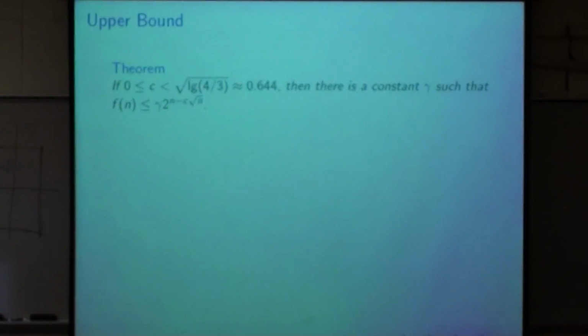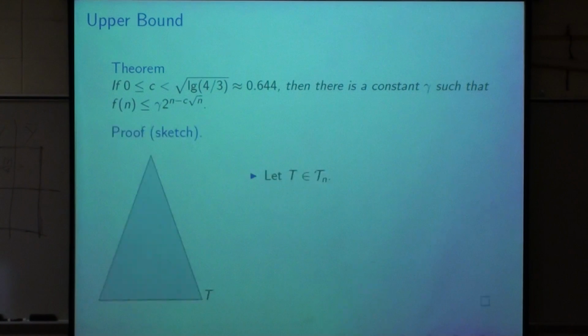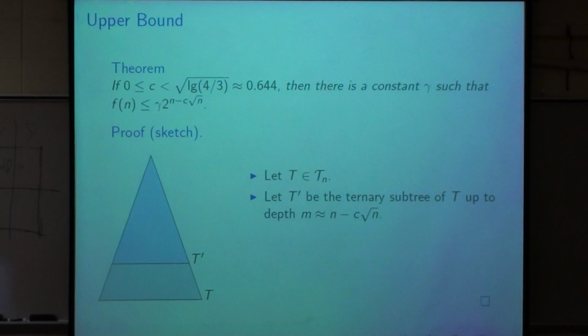All right. So with this in mind, let me show you how we actually construct the binary subtree. If we're given the ternary tree, how do we actually find the binary subtree? There's the picture of our tree. We look at the subtree consisting of all of the levels from the root all the way down to a depth, well, we shave off some constant fraction times root n. So we go down a fair bit of way into the tree.